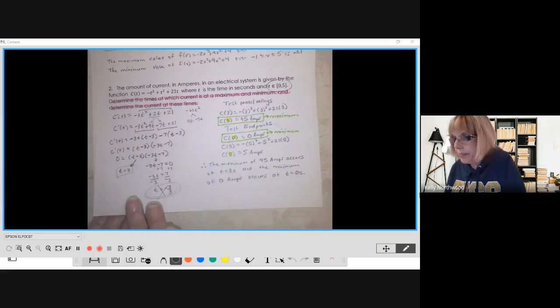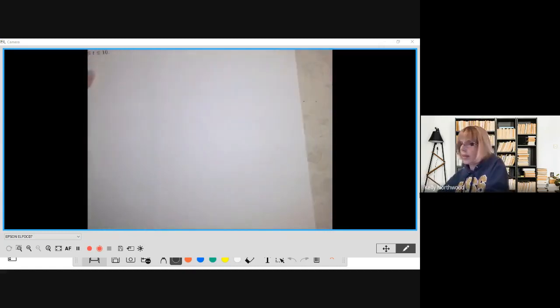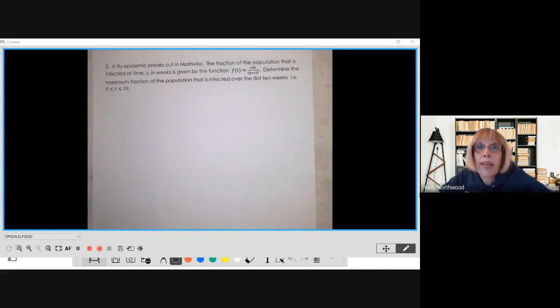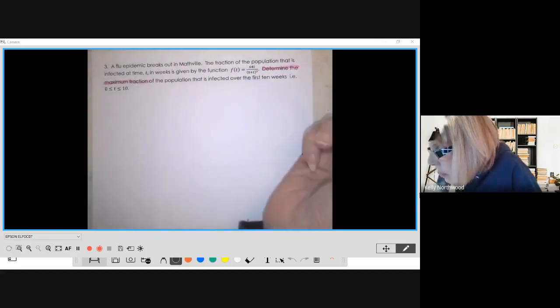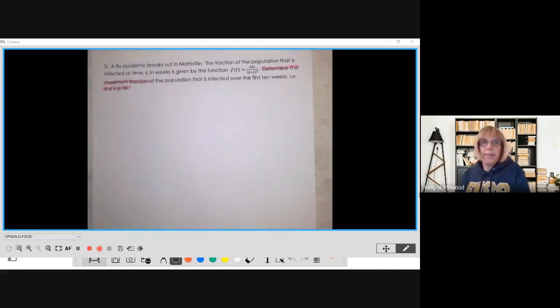Okay. So a flu epidemic breaks out in Mathville. The function of the population that is infected at time t in weeks is given by that function. Determine the maximum fraction of the population that is infected over the first 10 weeks. So we just want the maximum, in this case, of the population infected over the first 10 weeks. So the closed interval is 0 to 10.